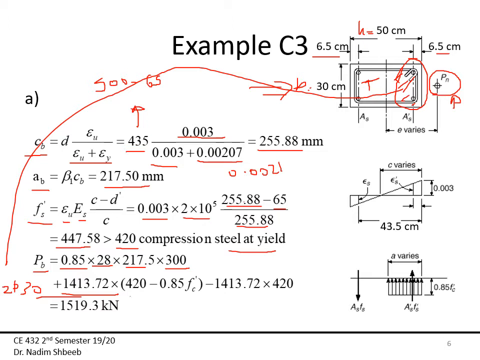So times Fy, again we proved that to be yielding, minus 0.85 F prime C, now minus the tension force. Again, these are those two right here, 2 phi 30 times 420. So this is now my balanced axial force. So now I found the balanced axial force.